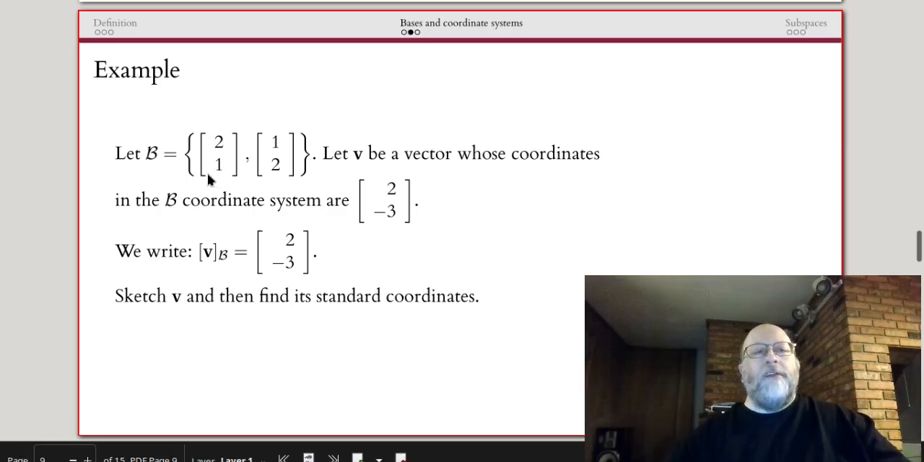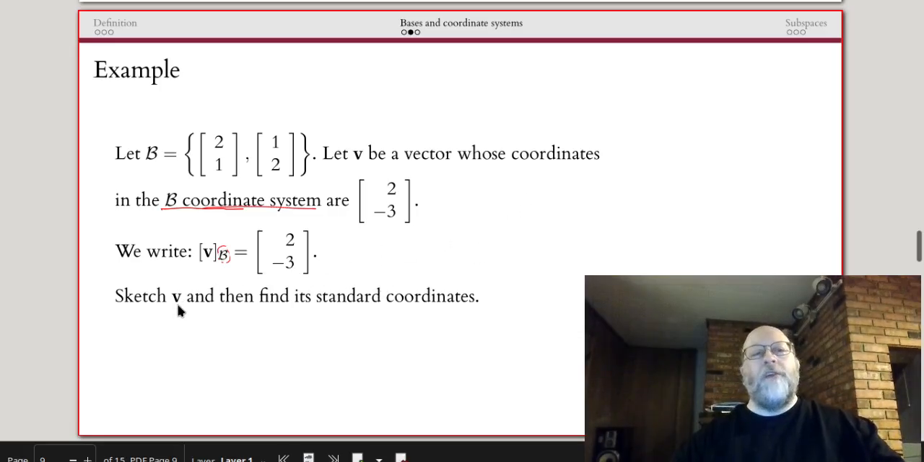So we're going to look at this example. Our basis is the vectors (2, 1) and (1, 2). And we're going to have a vector whose coordinates in the B coordinate system are (2, -3). The way that we'll write that is the vector, and then as a little subscript, we'll mention that we're not using standard coordinates but B coordinates, (2, -3).